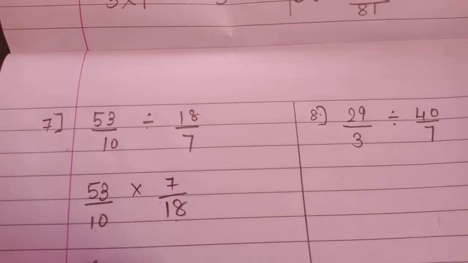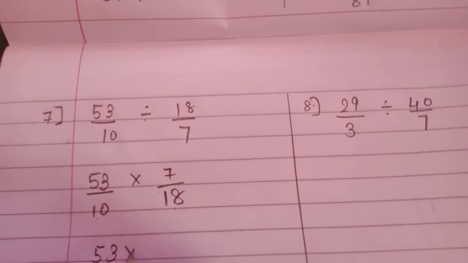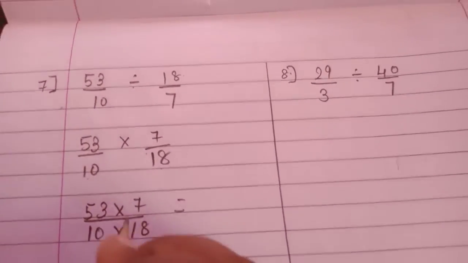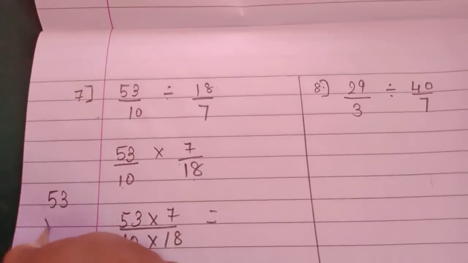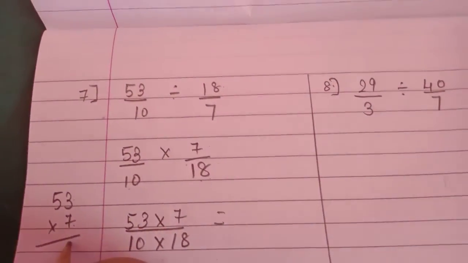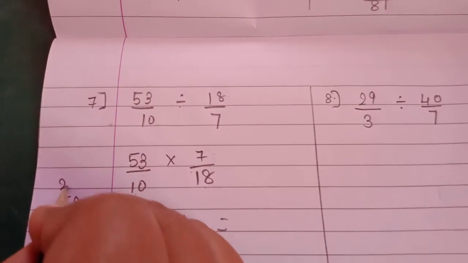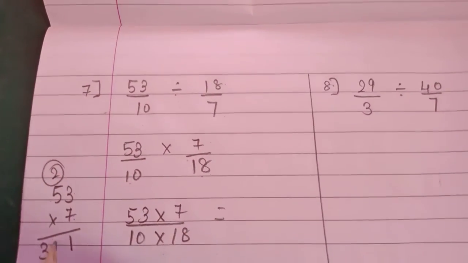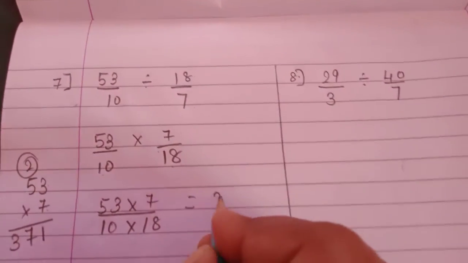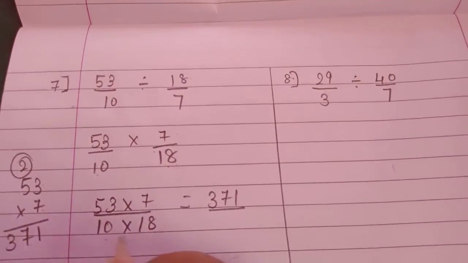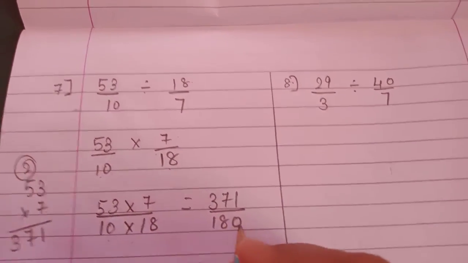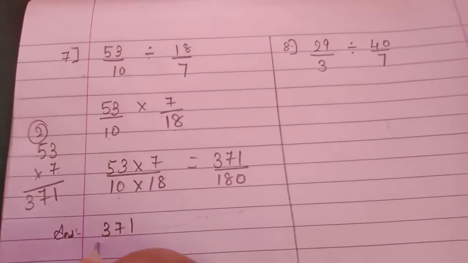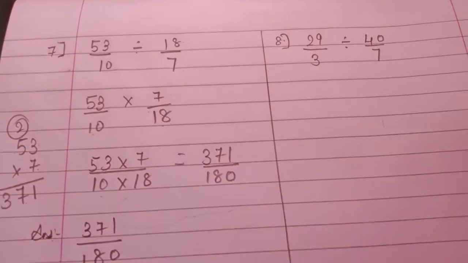So here also we will directly multiply. 53 multiply by 7 upon 10 multiply by 18. So 53 7s, 7 3s are 21. So 1 we will write down, 2 will be carried over. 7 5s are 35. 35 plus 2 is 37. So 371 upon 10 18s are 180. So our answer is 371 upon 180.